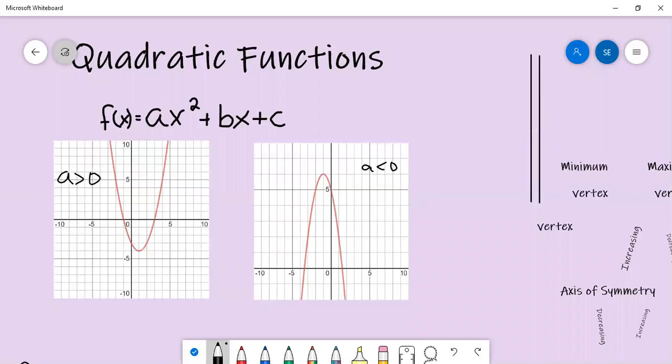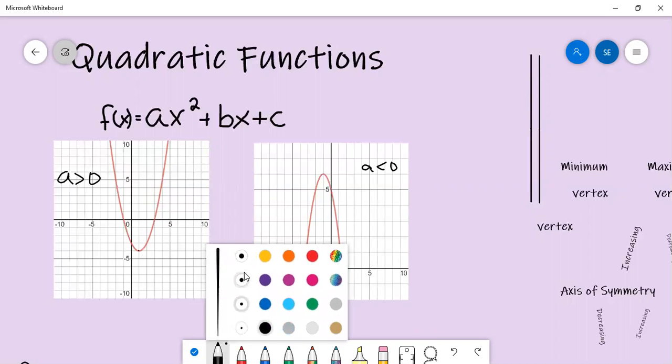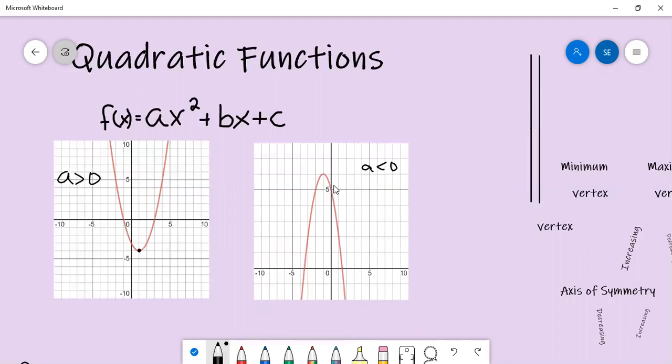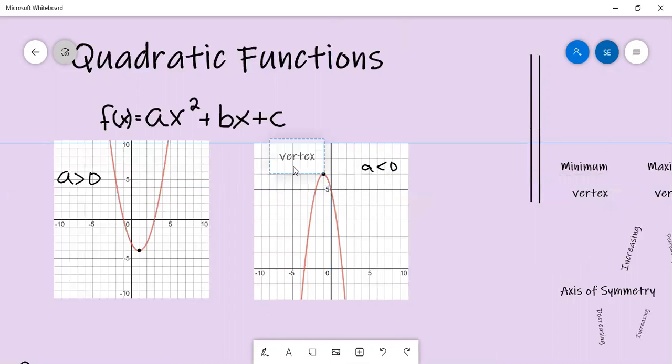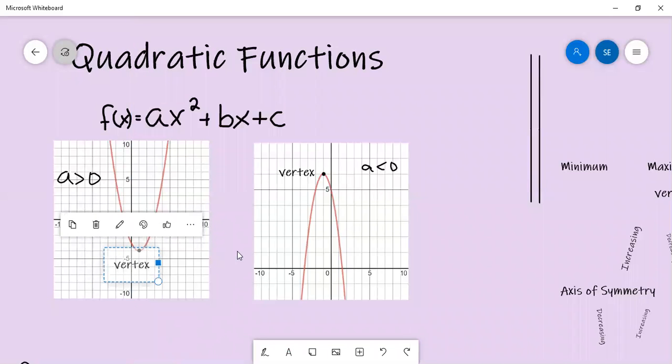Okay. This point where it changes at the tip of our parabola, where it goes from decreasing to increasing, this is called our vertex. I have these terms over here. As we talk about it, I'm going to add these to our graph. So this is our vertex. It doesn't matter if it opens upwards or downwards, this point where it changes is called our vertex.